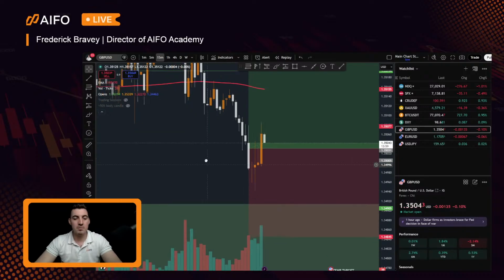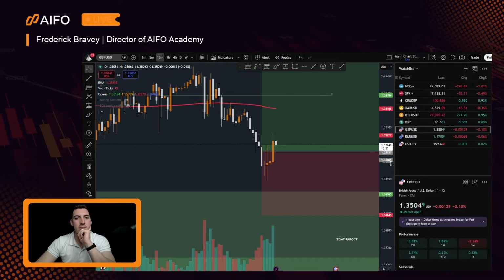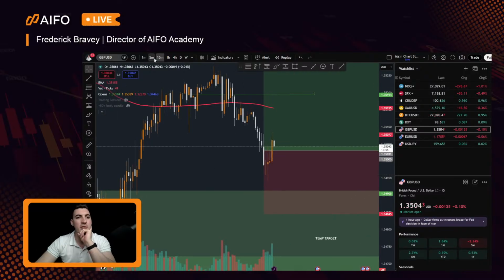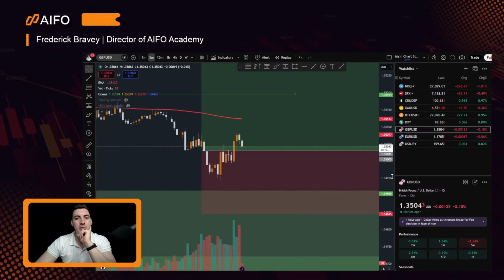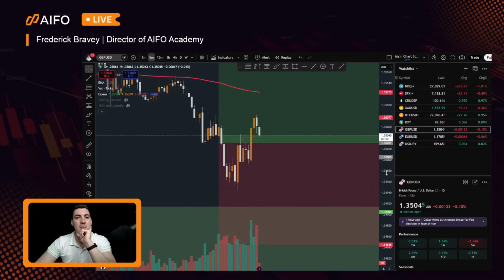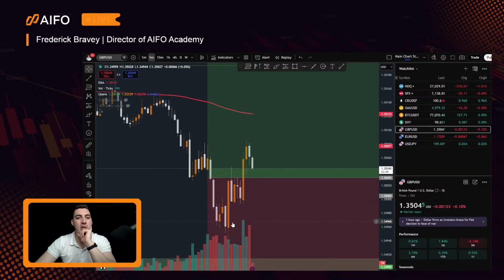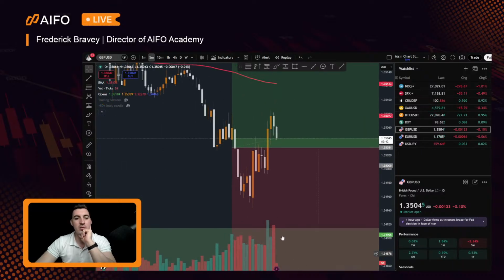This is a bit of a shame, seeing a bit of resistance. Let's go down to the lower frames. Let's see what we might be seeing on the lower frames. Oh, look at that. Oof. A lot of sell pressure there. That is not good for me. A lot of sell pressure.